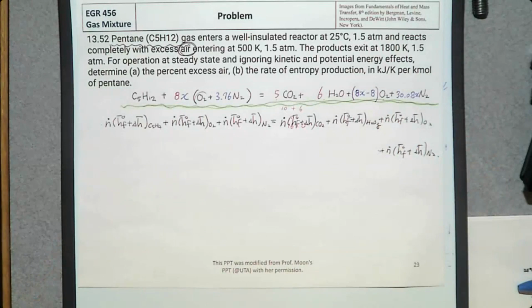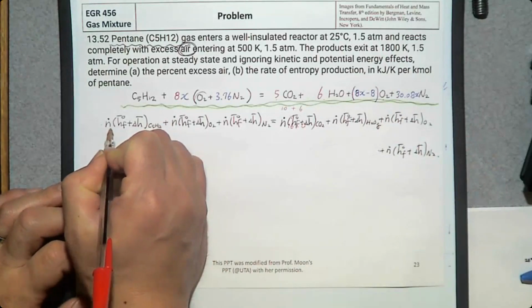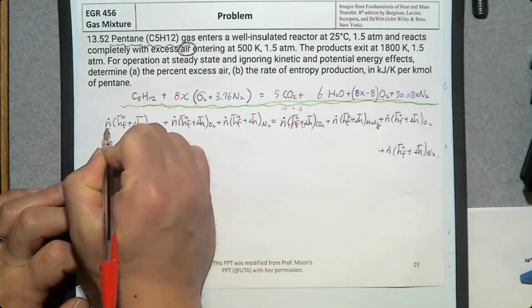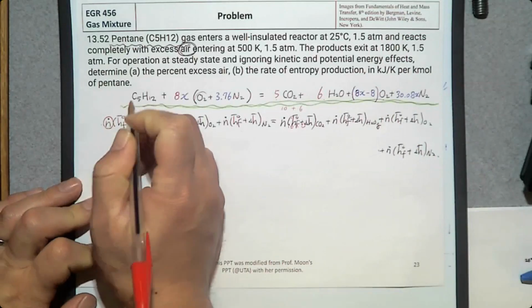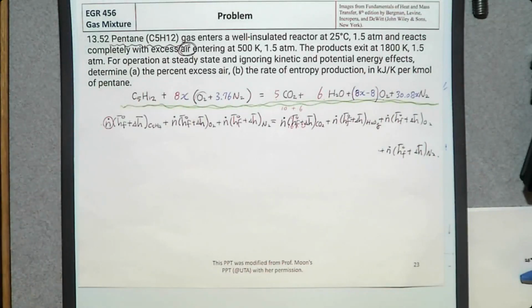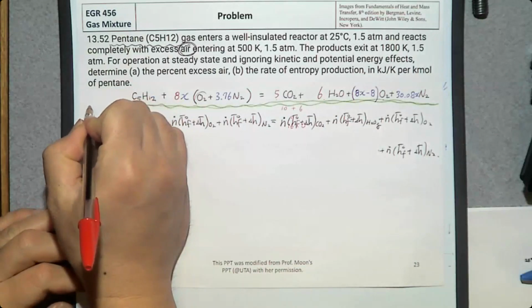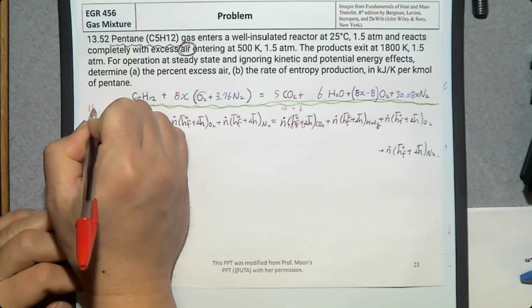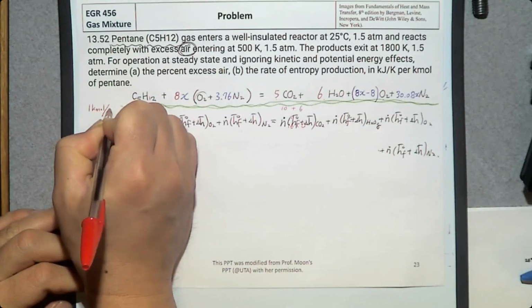Then let's determine each term one by one. First, let's go with this N dot. What is the N dot of? When you solve this one, we need to make an assumption. We are going to assume that the molar flow rate of pentane is 1 kilomole per second. So this is our assumption: 1 kilomole per second.